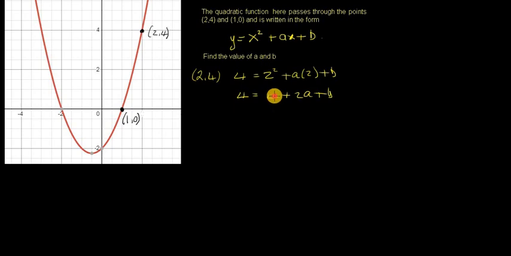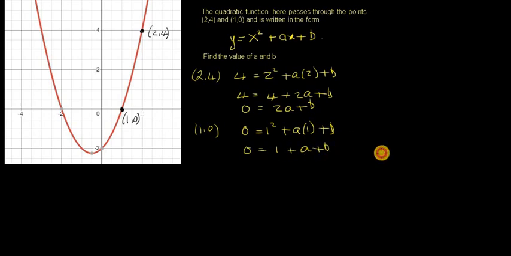I'm going to get all my numbers to one side. Subtract 4 from both sides: 0 is equal to 2a plus b. Okay, now let's do the same with the point (1, 0). So 1 is my x and 0 is my y. So 0, which is my y, is equal to x squared, which is 1 squared, plus a times x, which is 1, plus b. So that means 0 is equal to 1 plus a plus b.